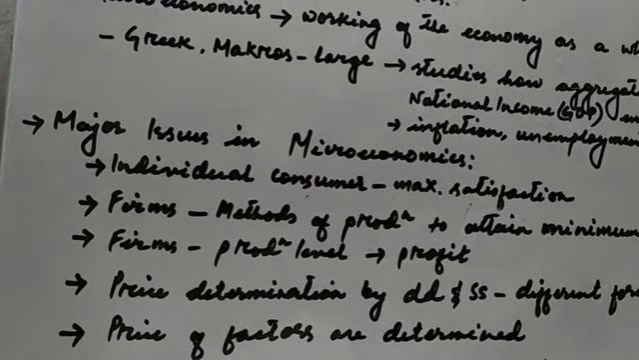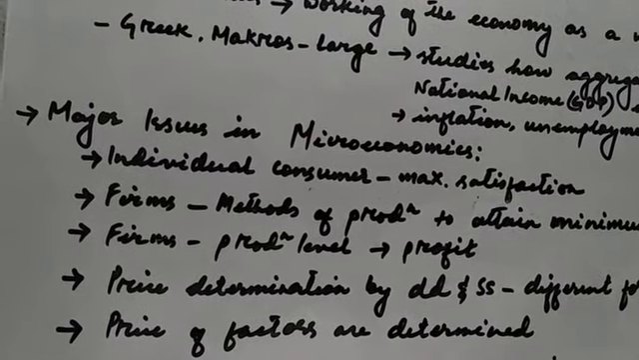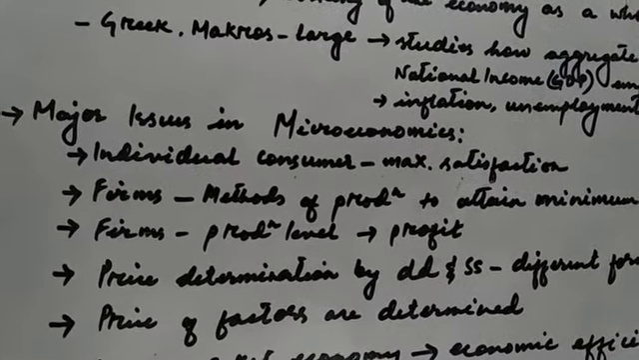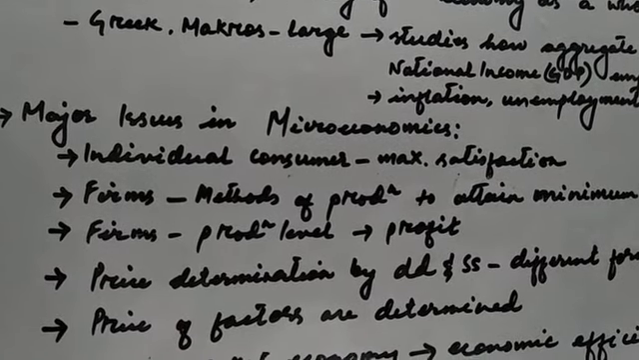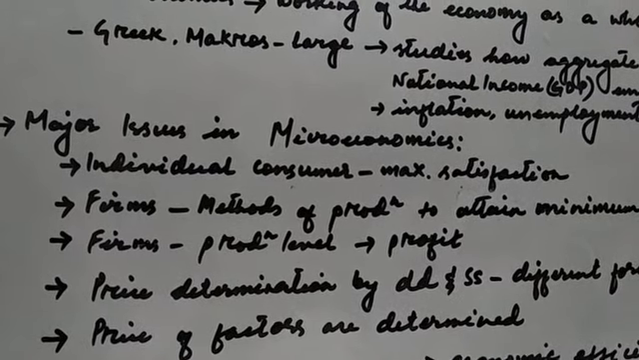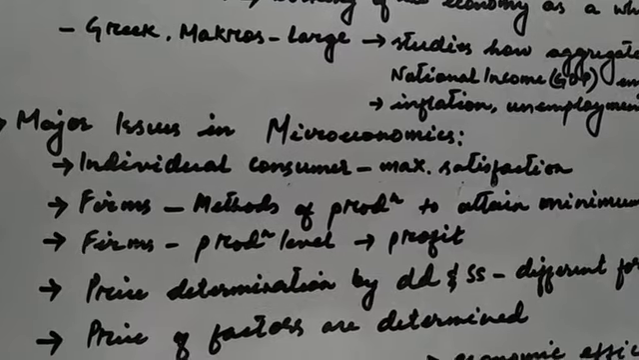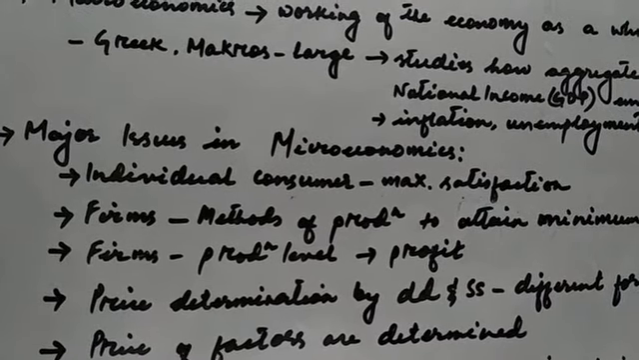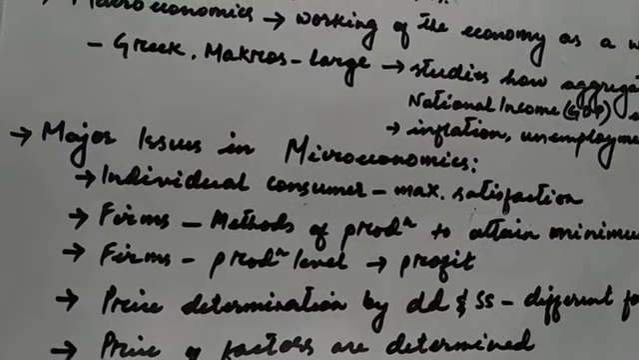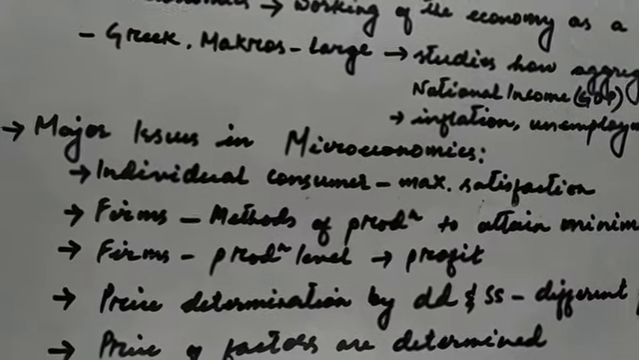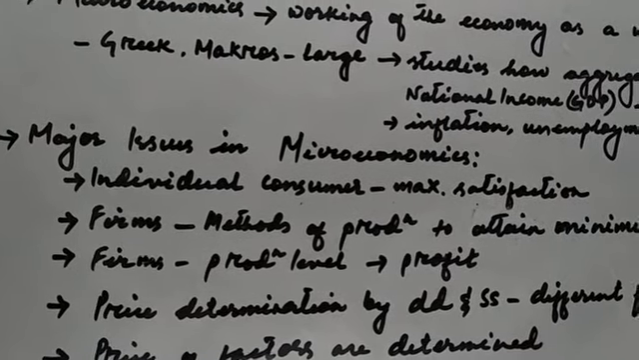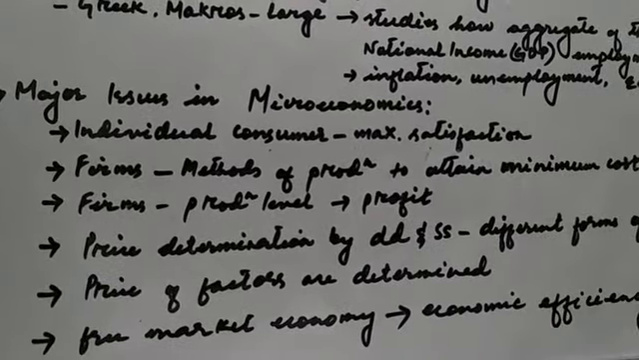And fifth, we have the issue of how the prices of factors are determined. Factors of production are land, labor, and capital. For labor we pay wages, for land we pay rent, for capital we pay interest, and the entrepreneur gets profit. So how are these different prices of factors determined? On what basis are they determined? We discuss this in microeconomics.